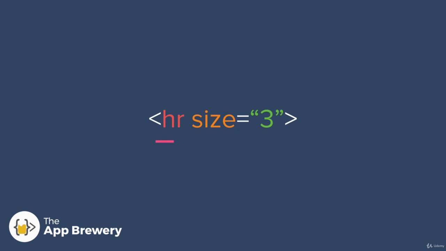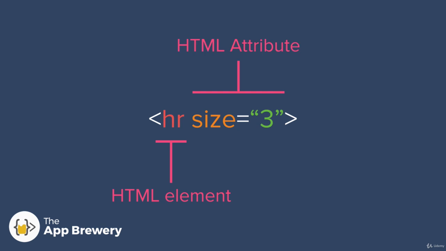Now we know that the first part of the tag is the HTML element, and it's BR or HR, whatever it is that you want to use. Now, the second part inside the angle bracket or inside our tag is new. And this is called an HTML attribute. It basically gives more information to the browser to specify modifications to that HTML element. So in this case, we're saying that we want a horizontal rule, but we want it in size 3. Now, what does size 3 mean?